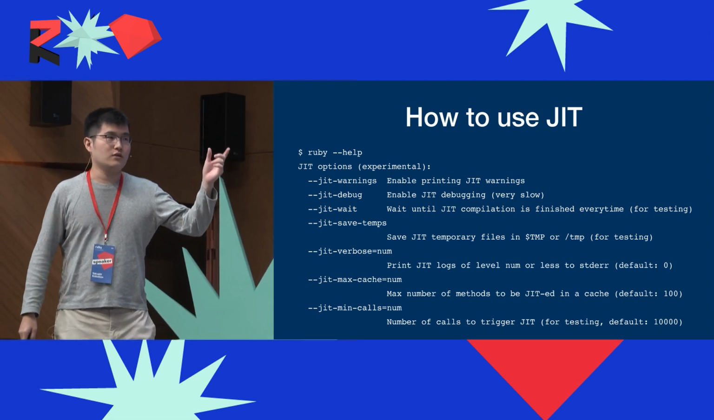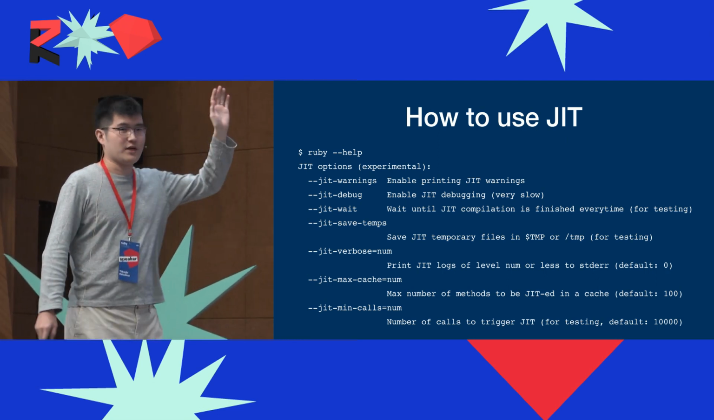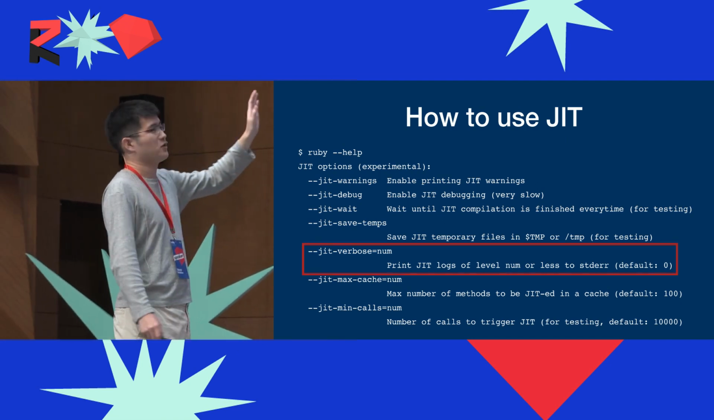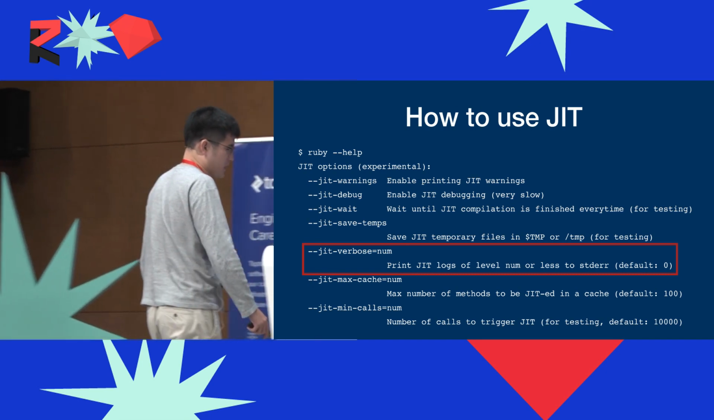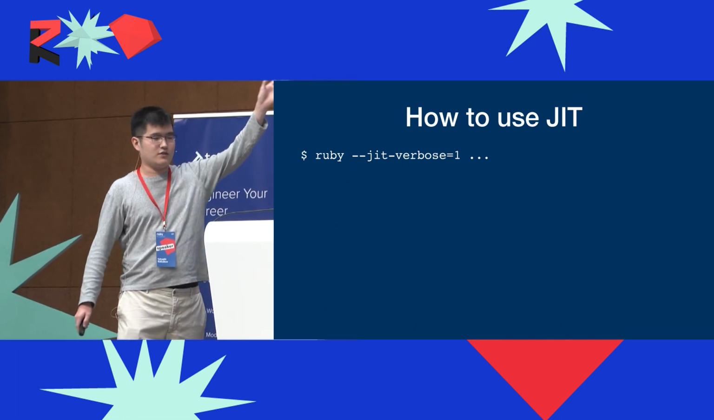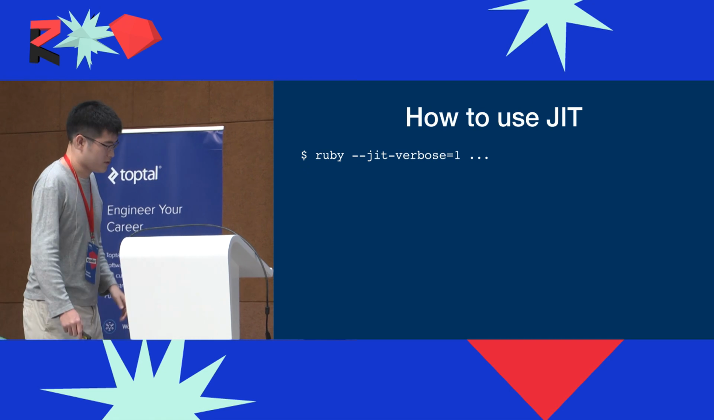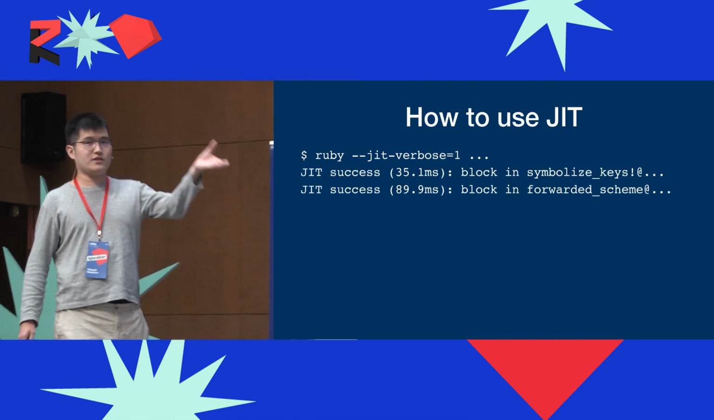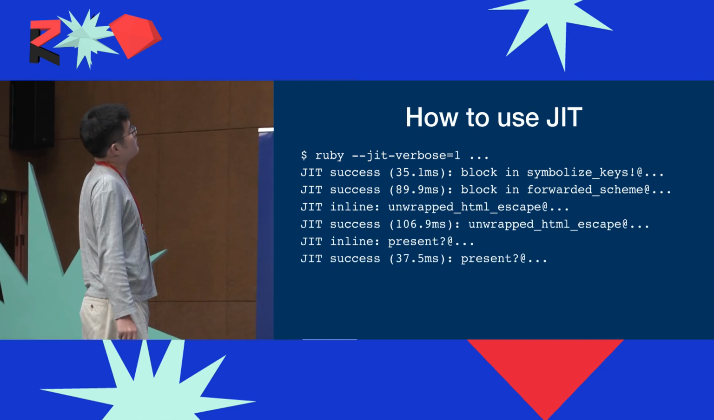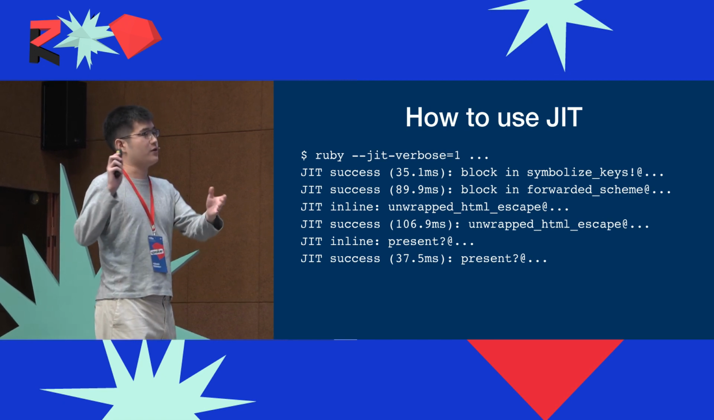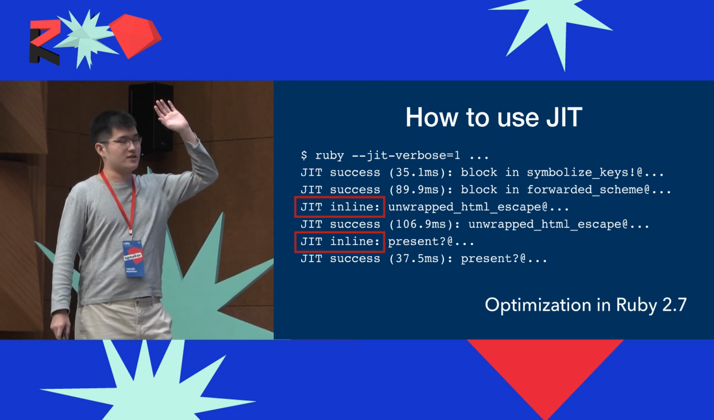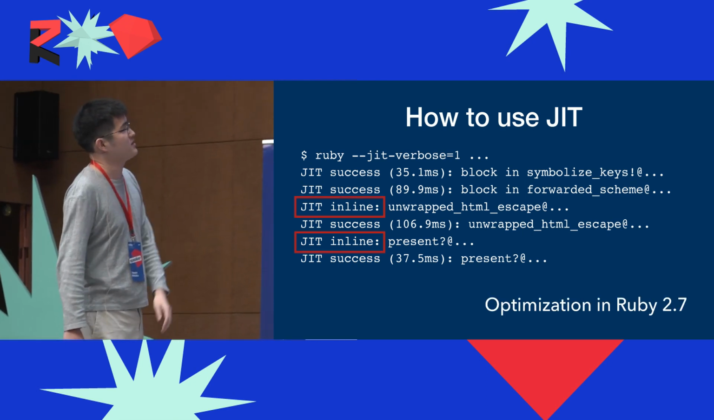By passing ruby --help, you can see the full options, but you don't need to remember them. The most important option here is the JIT verbose option, which specifies the level of verbosity. Passing verbose 1 is my recommendation for user usage. It prints the compiled methods and how long it takes to compile them. It also prints some other information like which methods are inlined, and actually this inlining is a new optimization in Ruby 2.7.